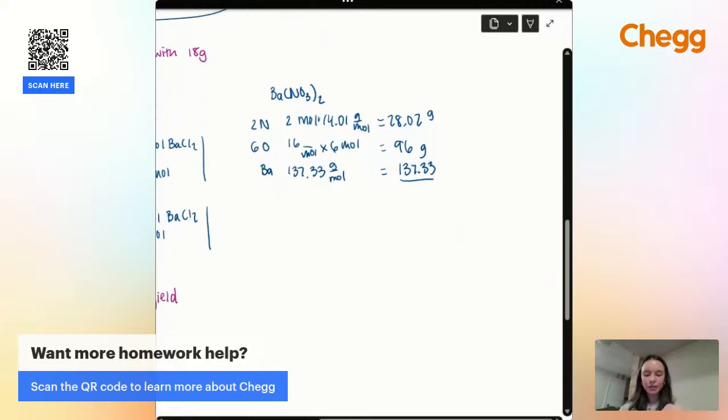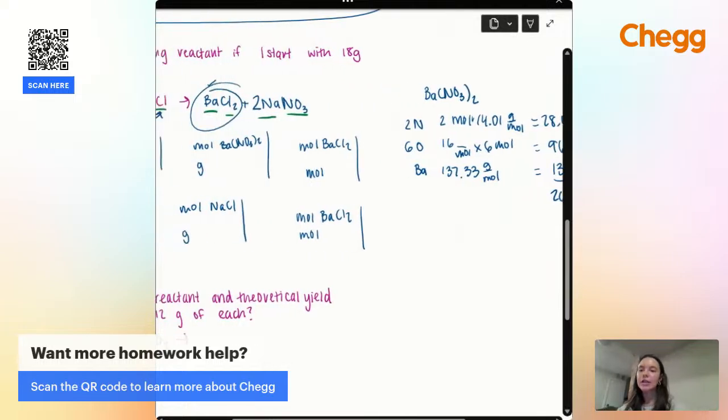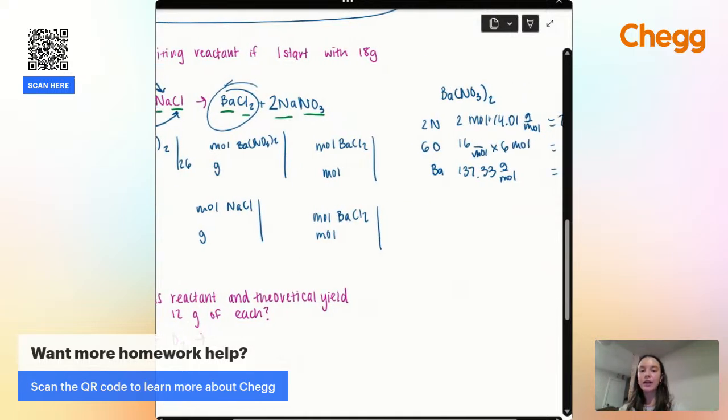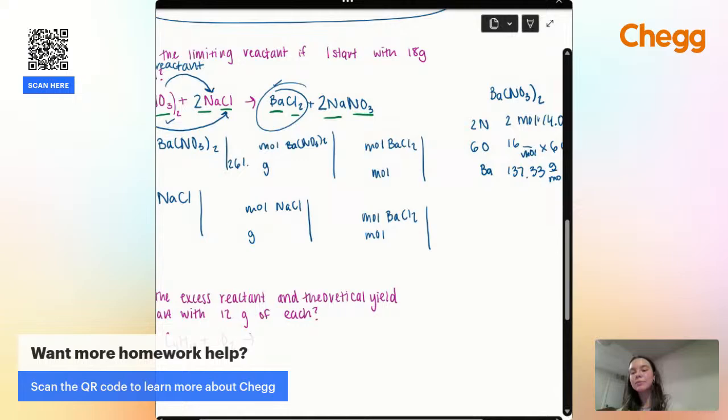You should get 261.35 grams. So I'm going to go back to my first top problem. I have 261.35 grams per mole is what I determined. So the 1 goes with the mole.